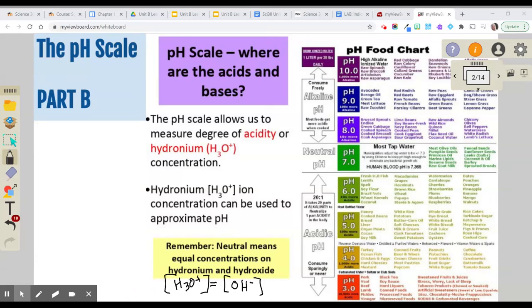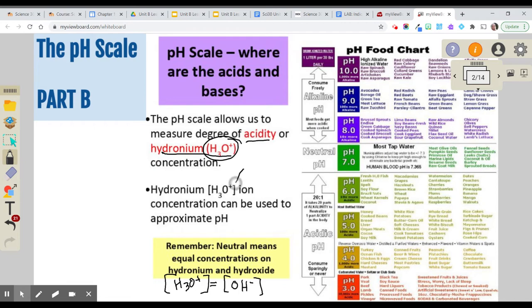All right, we're back to our lesson 1.2. We're talking about the pH scale now in a little bit more detail and doing some calculations around pH. So our pH scale lets us figure out the acidity, or how much hydronium ion is actually present. So that's what the pH scale is actually talking about: how much hydronium ion is present in that solution?